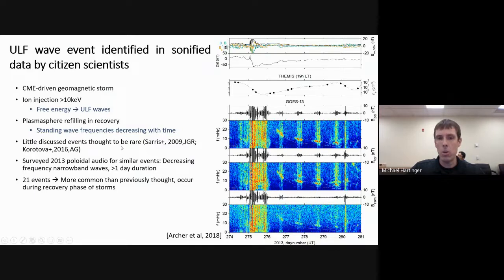There were case studies identified like this before, but it was just that, just 2 case studies. And it was proposed that you would rarely get these really monochromatic waves. And so again, they found 21 of these events in just 1 year of data.